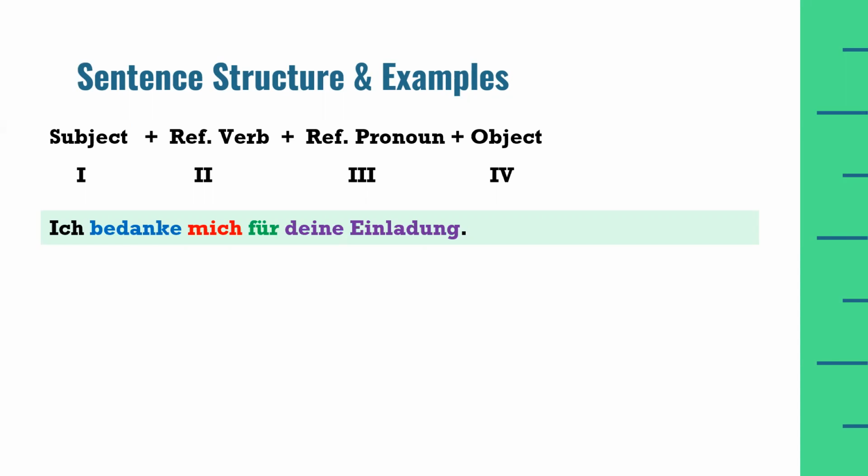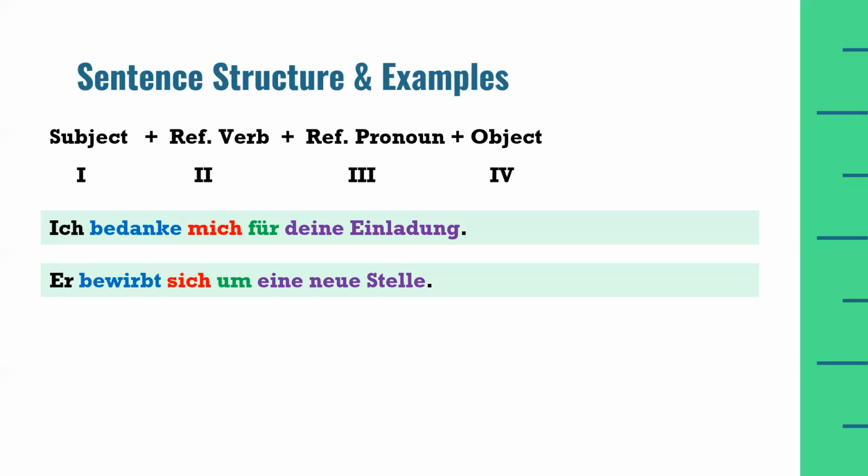And then comes an accusative preposition, which is für here, which means that we have to apply the accusative rule on the next part of the sentence. The next part has a noun, Einladung, which is a feminine noun. Because Einladung is feminine and we are using an accusative preposition, we have to use the possessive pronoun ending of dein for a feminine noun in the accusative case, which is deine.